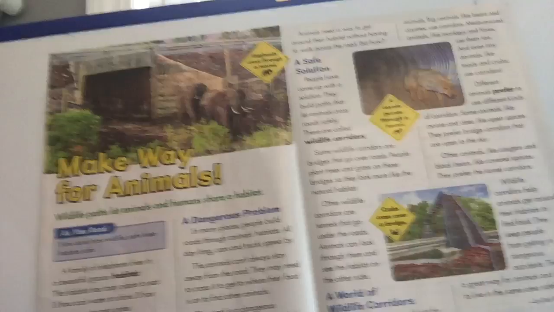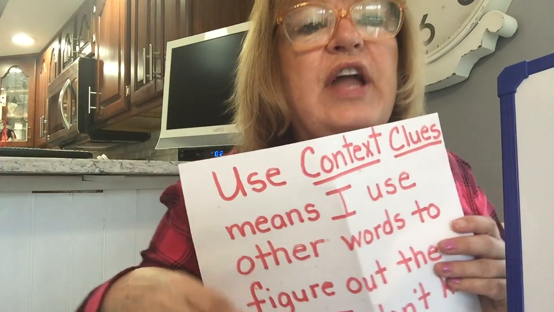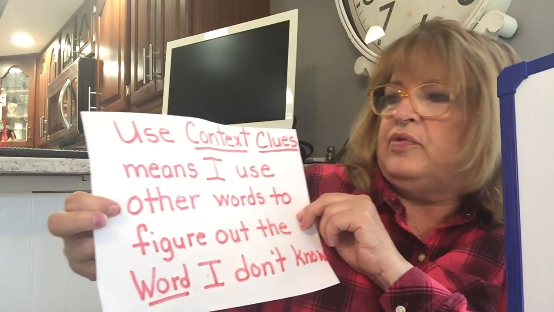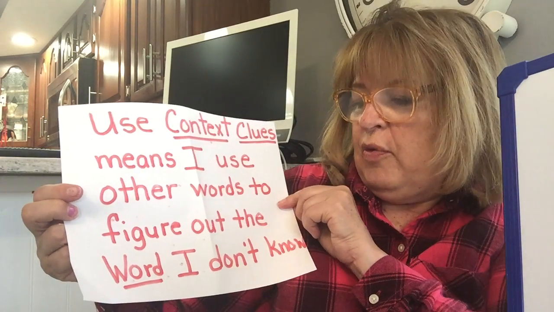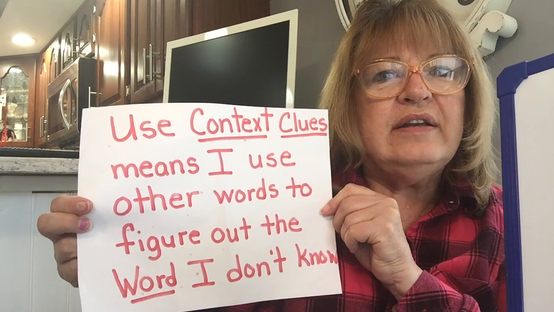So, when you read a story, don't forget to use context clues, which means I use other words to figure out the word I don't know. Nice job, boys and girls. Two thumbs up. I'll see you next week. And what I'd like you to do is go to our Scholastic News on our Eastview website and look for a story in Scholastic and read it. And when you come to a word you don't know, use your context clues.